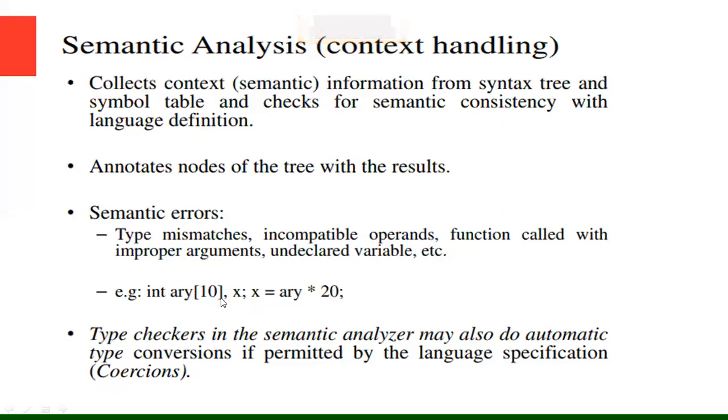So int array of 10 comma x, so x is equal to array into 20. So we are using array, but we are not specifying the array in that declaration. So this type of errors can be identified by the semantic analyzer. So that means the last point: type checkers in the semantic analyzer may also do automatic type conversions if permitted by the language specifications. Okay, so this is the semantic analysis.